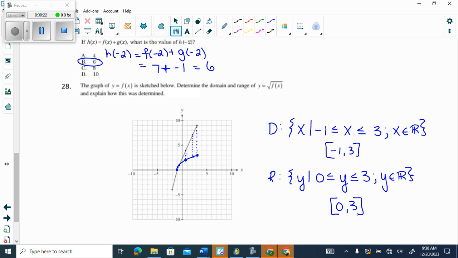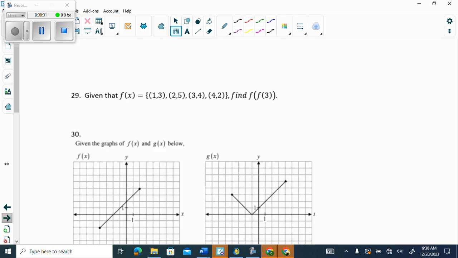Okay, then we're going to flip over. Okay, this one we have to find f of 3. So first off, I do f of 3. F of 3 is what answer? 4. Input x, get out y. It's 4. So now I have f of 4. And what's f of 4? 2. Done.